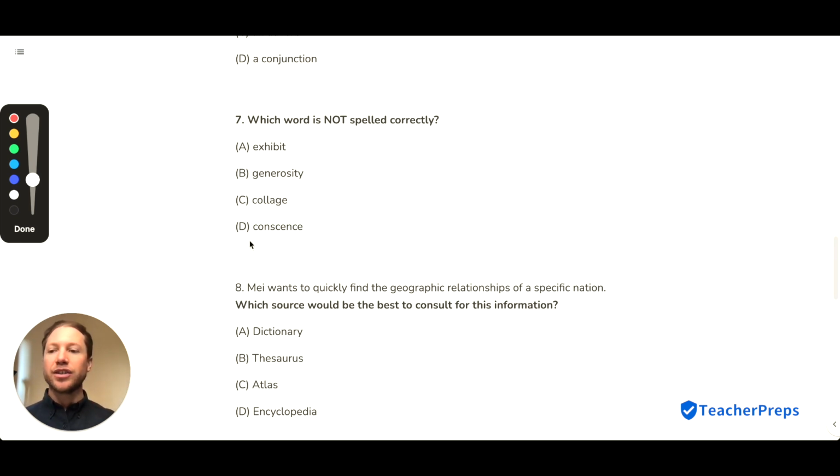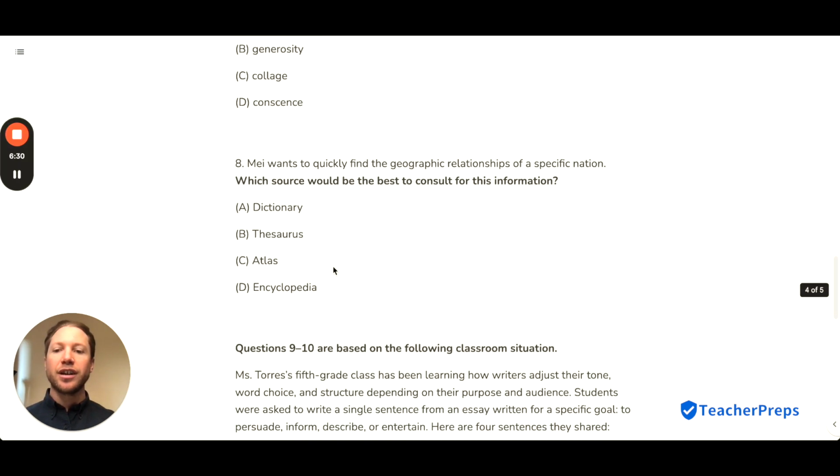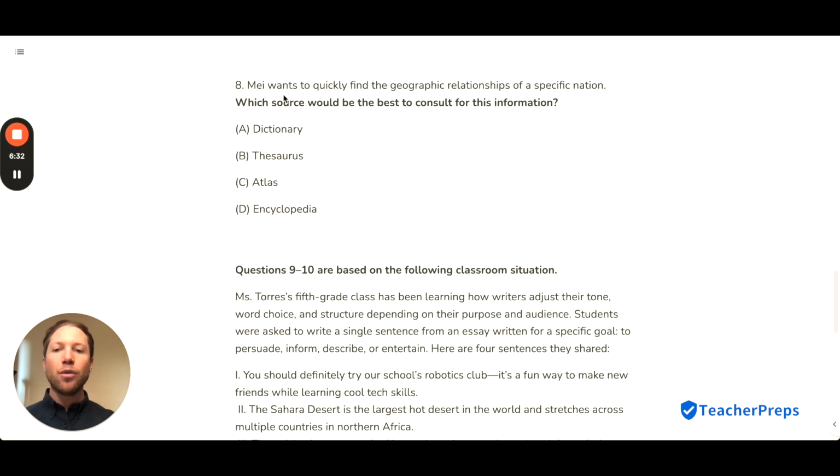All right, now let's go on down to question number 8, which reads, May wants to quickly find the geographic features of a specific nation. Which source would be best to consult for this information? Dictionary, thesaurus, atlas, or encyclopedia?